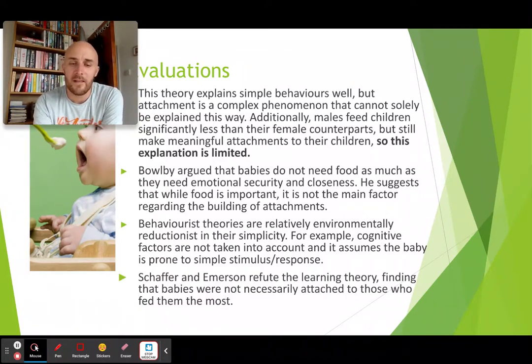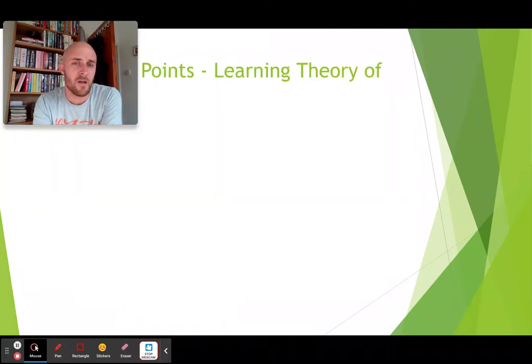Not really, anyway. And Schaffer and Emerson actually refute the learning theory. We've covered Schaffer and Emerson, so you should know this already: babies are not necessarily attached to those who feed them the most. 39% of babies are not attached to the person who feeds them the most. That's a good statistic to know. 39% are not attached to the person who feeds them the most, suggesting there must be other factors involved.